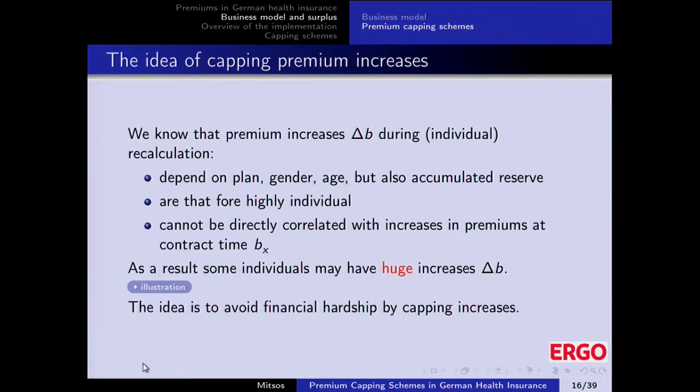Therefore, we want to avoid financial hardship by capping increases that are too high. That is what capping means. During a recalculation, we look at all premium increases and try to cap the maxima. And it's one of the obligations of the independent trustee to supervise that we do this properly. We could, of course, come to the idea to cap only premium increases of our own employees. We will pay nothing. But this is something the independent trustee must forbid.